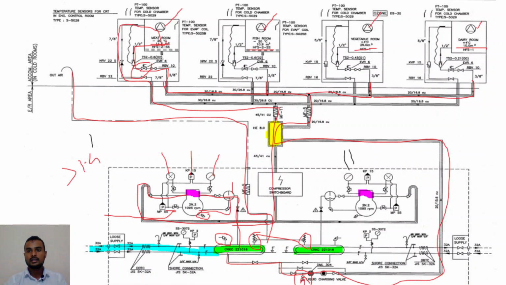In the vegetables room and the dairy room, we can see all of the equipment is the same as in the meat room and fish room, but there is another valve which is called the back pressure valve. You can see here. So why is this back pressure valve used in the vegetables room and the dairy room? Basically, the main purpose of that back pressure valve is to maintain a certain temperature.